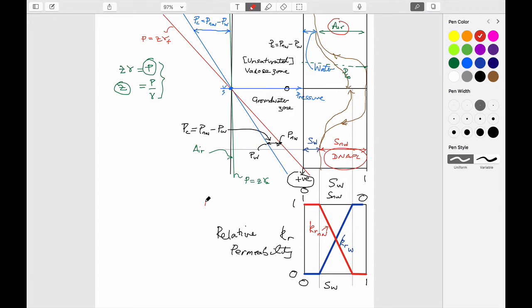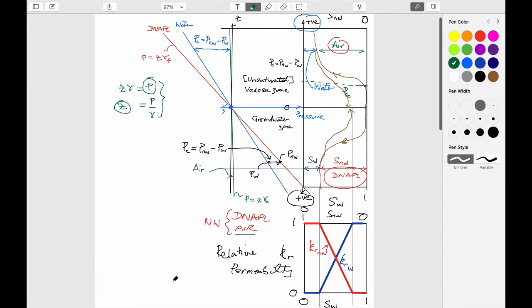And this non-wetting fluid could be either a NAPL, DNAPL in our particular case, or air. And so that, if you understand that, then you understand most of what we needed to know from the first three weeks of this class.